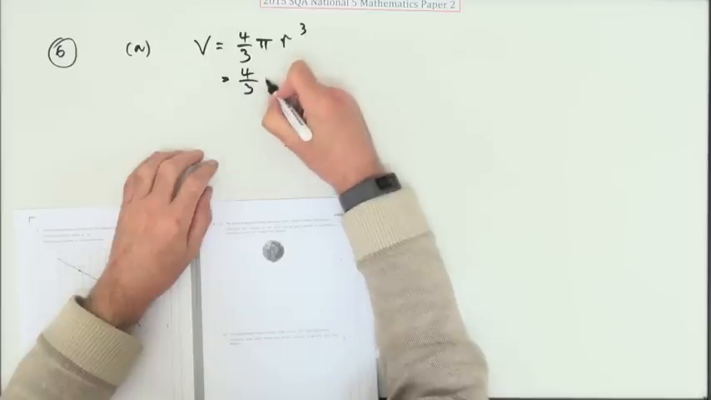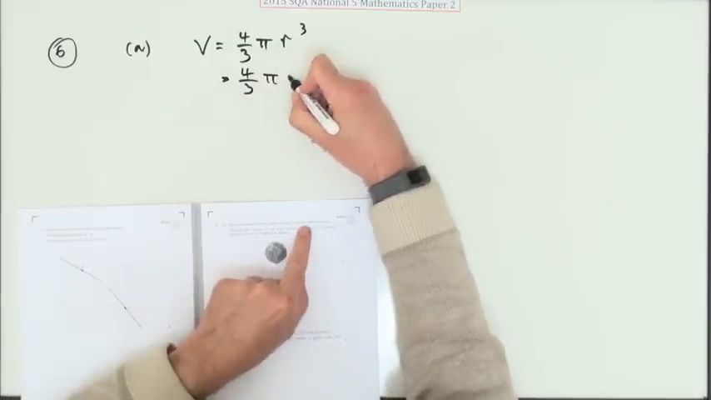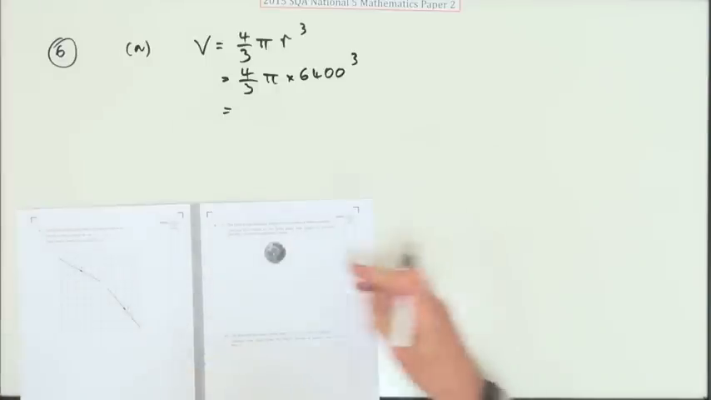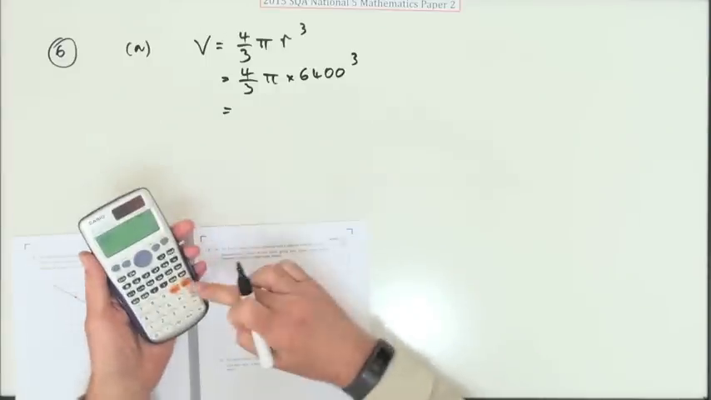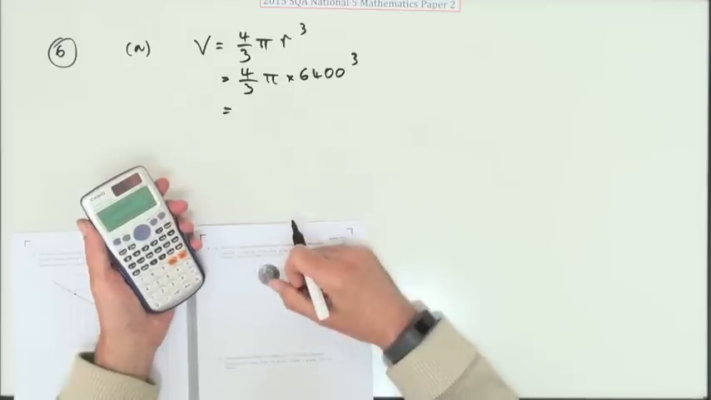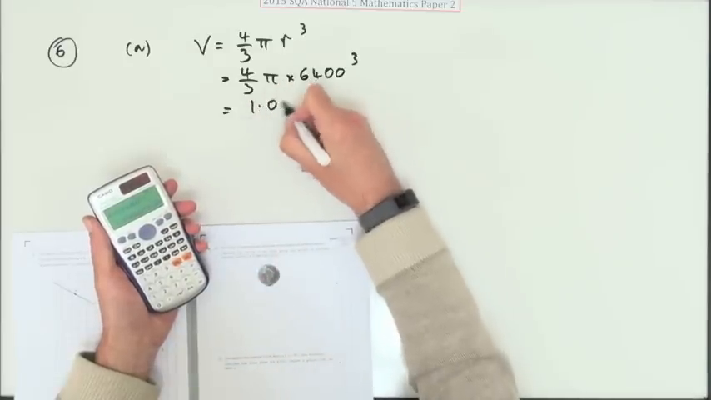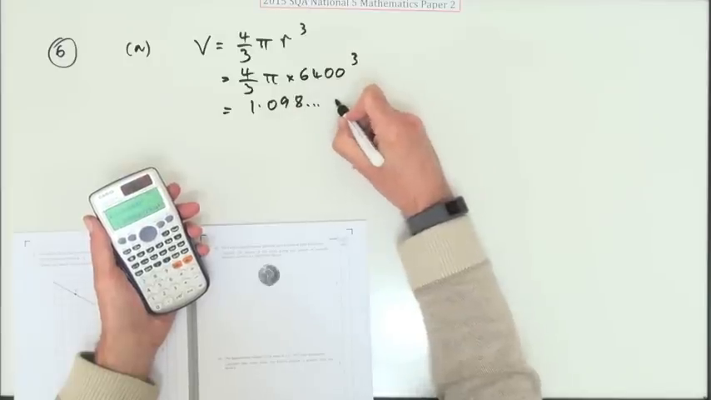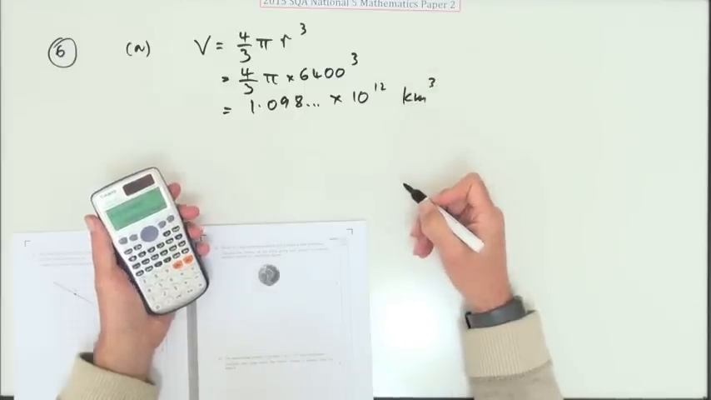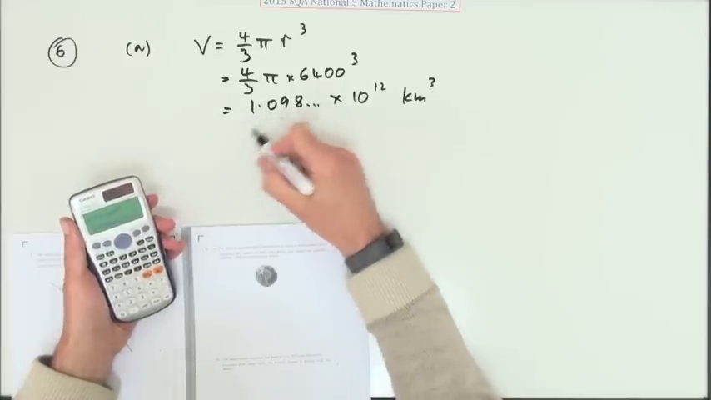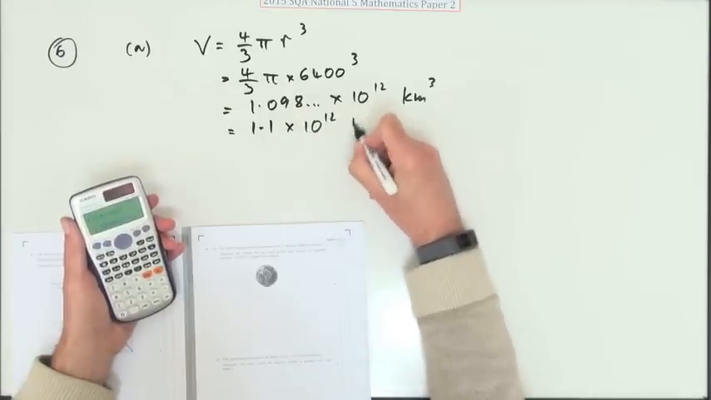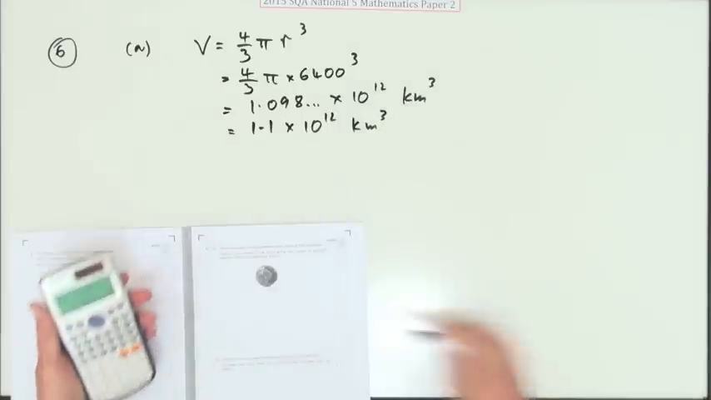Well, it's 4 upon 3 pi times, and the radius is 64 cubed. But give your answer in scientific notation. It's a calculator paper. You're just going to type that in. And it automatically gives you in scientific notation 1.098, etc. times 10 to the power 12, and that's cubic kilometres. Two significant figures just means keep the first two. So that's a 9 after it, so that's 1.1 times 10 to the power 12 cubic kilometres.